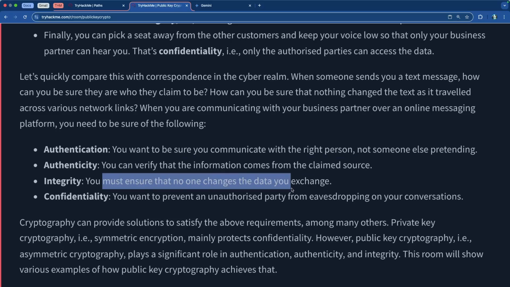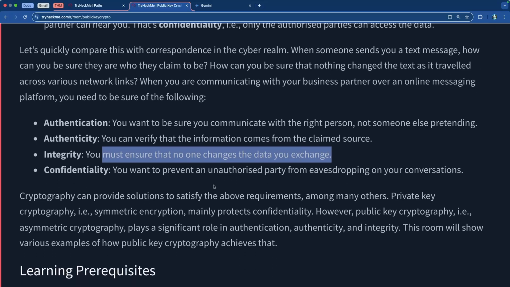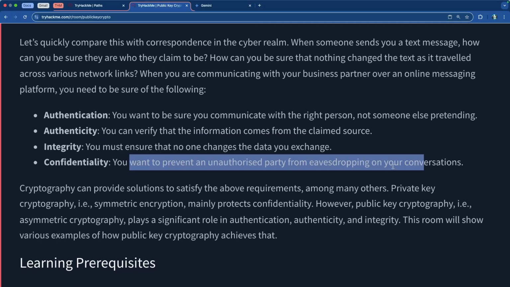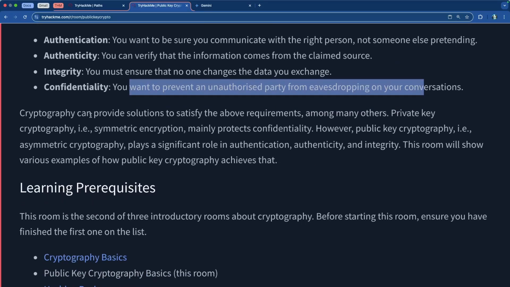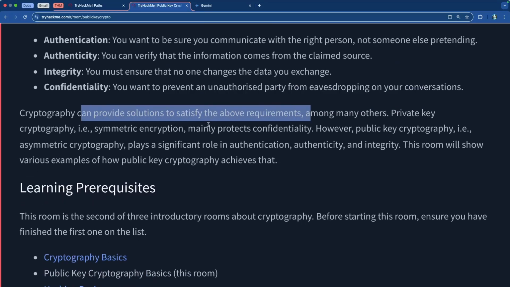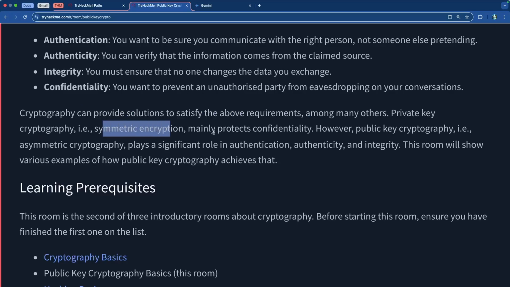And you need to be sure that no one changes the data that you exchange, and you want to prevent any unauthorized party from eavesdropping on your conversation and stealing that data. So cryptography can provide solutions to satisfy all of these requirements, among many other requirements. Private key cryptography, also known as symmetric encryption, is mainly protecting the confidentiality portion. However, public key cryptography, which is also known as asymmetric cryptography, plays a significant role in authentication, authenticity, and integrity.